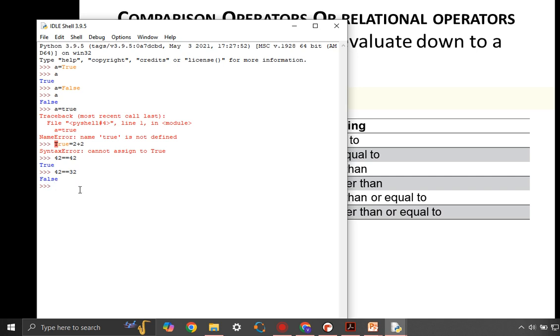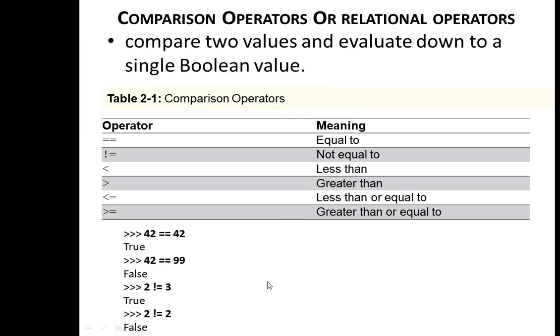Let's try less than. 2 less than 5. The output generated is True. Let's try 3 greater than or equal to 1. Yes, it's True. Let's try 3 less than or equal to 1. The output generated is False. Let's try 3 not equal to 9. The output generated is True. So these are the different comparison operators or relational operators, and the output generated is either a True Boolean value or a False Boolean value.